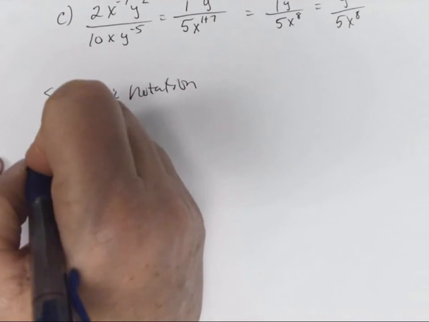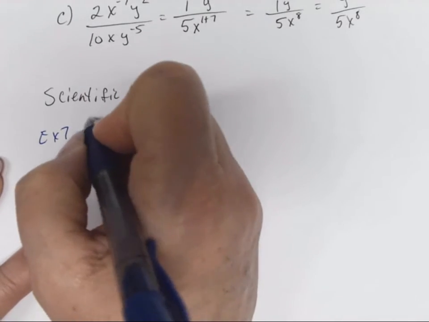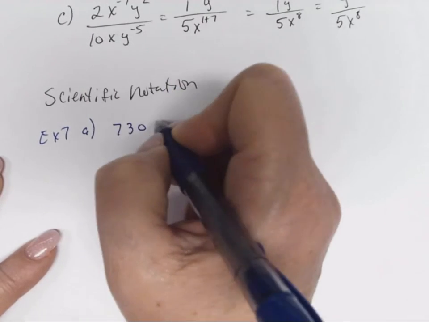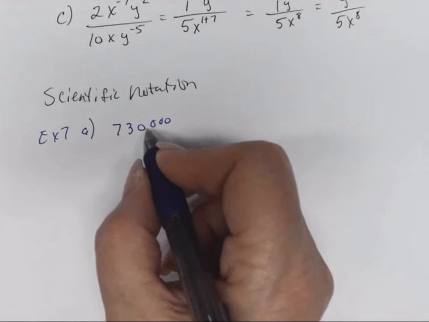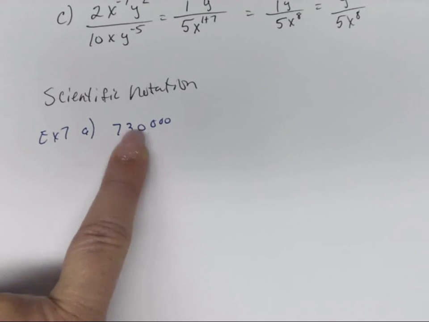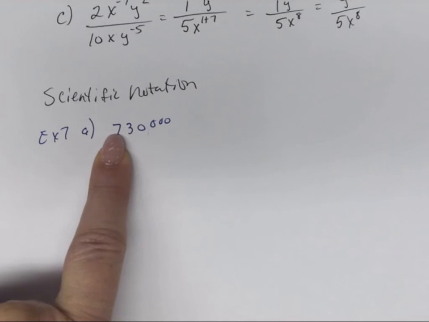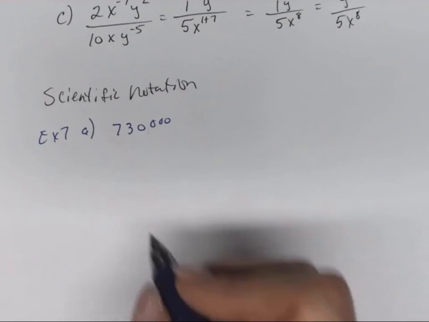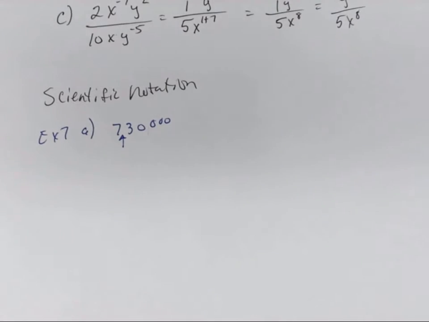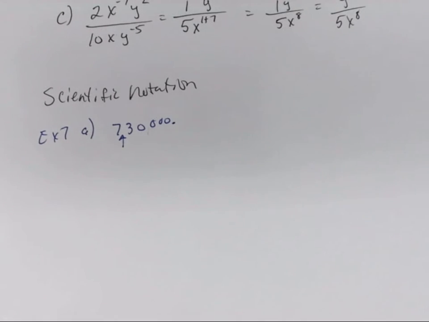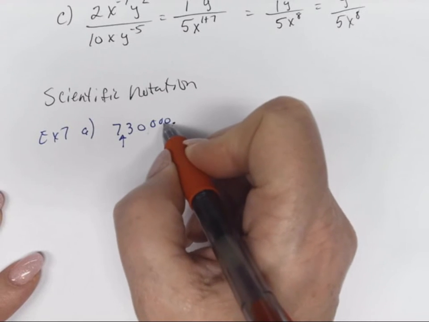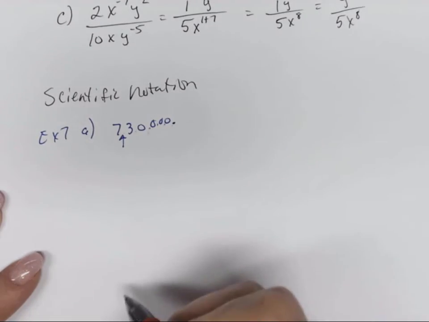So here is example 7, part A. If we're given 7, 3, 0, and 3 zeros, so 730,000 is our number here. What we want to do is write this so that it's between a 1 and a 10, but not equal to a 10. So we need to get our decimal place right there. Realize that our decimal is way back here because we have 730,000. So we're going to count how many places it takes to get it there.